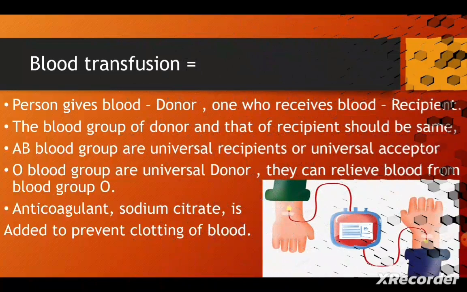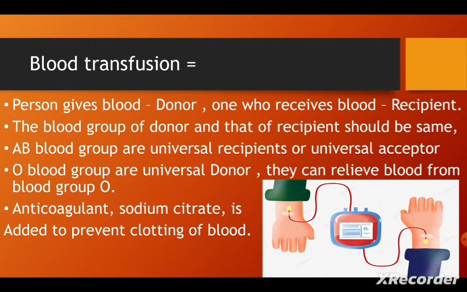Now, blood transfusion. The person who gives blood is known as the donor, and the one who receives blood from the donor is known as the recipient. The donor gives blood to the recipient. The blood group of donor and recipient should be the same. If the blood groups are not the same, the clumping reaction or lump formation occurs.